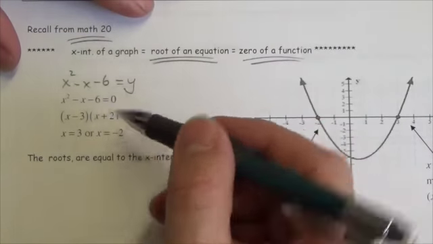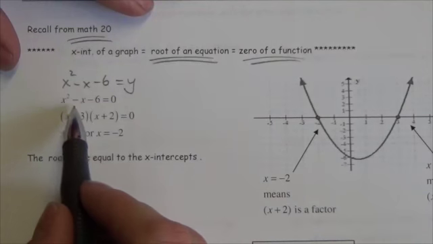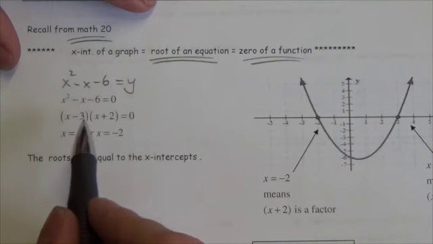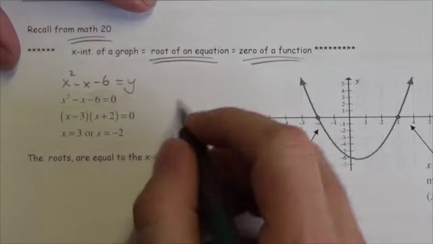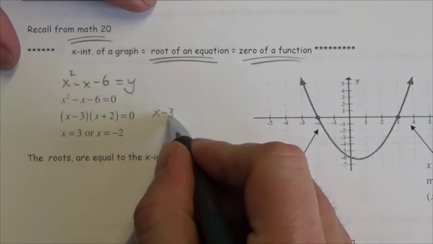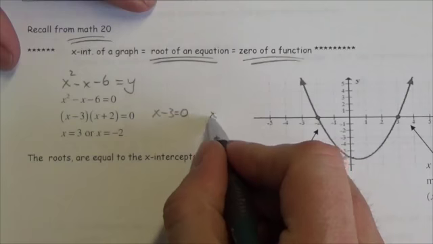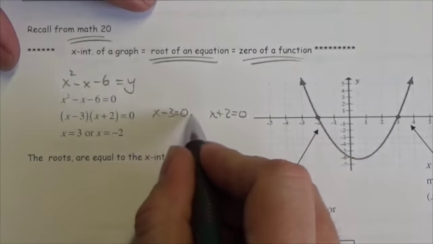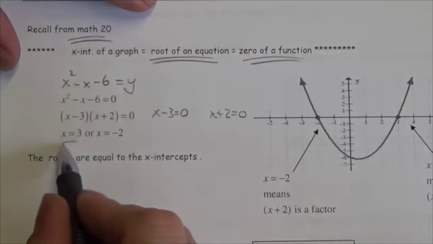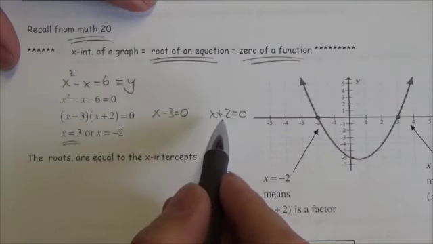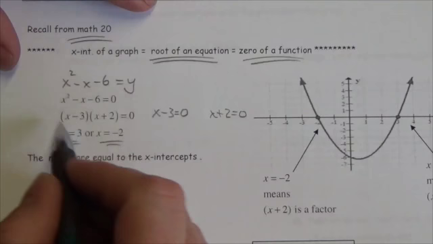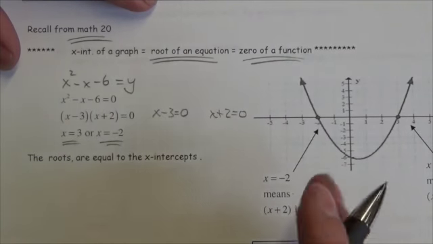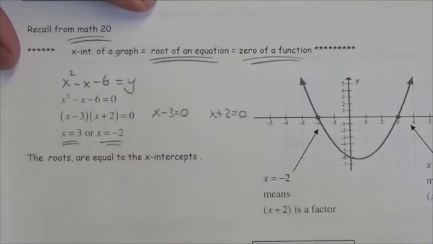Now, what we did in Math 20 is you would have taken your quadratic, x squared minus x minus 6, and factored it into x minus 3 times x plus 2. Because the product is 0, either this factor is 0 or this factor is 0. In one case, you bring the 3 over and x is equal to 3, or it could be the case that x is equal to negative 2. Either one of those will create a 0 in the product, and those are going to be the x-intercepts.